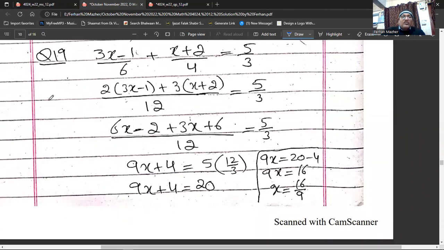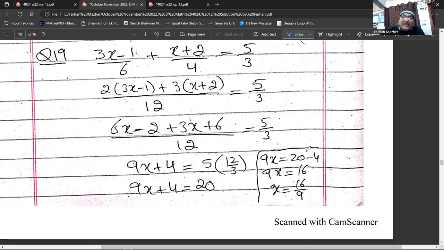Let me increase the size so I can see the whole question bigger. So I will take the LCM on the left side, 6 and 4, their LCM will be 12. Divide 12 by 6, you get 2, which multiplies with 3x minus 1. Divide 12 by 4, you get 3, which multiplies with x plus 2. So this becomes 6x minus 2 plus 3x plus 6, the whole thing divided by 12 equals 5 by 3. So you will have 9x plus 4, and this 12 goes to the other side, multiply 5 into 12 by 3. So 3 into 4, 4 into 5, that's 20. So 9x plus 4 equals 20.